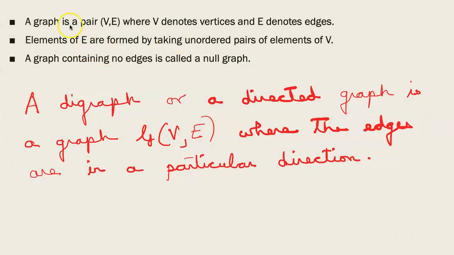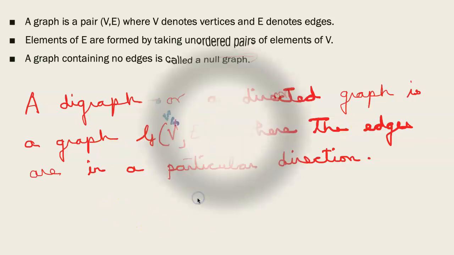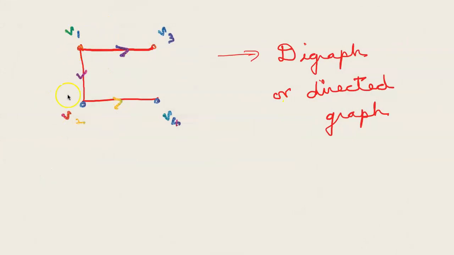So what is a graph? A graph is a pair (V, E) where V denotes vertices and E denotes edges. Elements of E are formed by taking unordered pairs of elements of V. A graph containing no edges is called a null graph. Now a digraph or a directed graph is a graph where the edges are in a particular direction. For example, this is a digraph. Edges are in a particular direction.